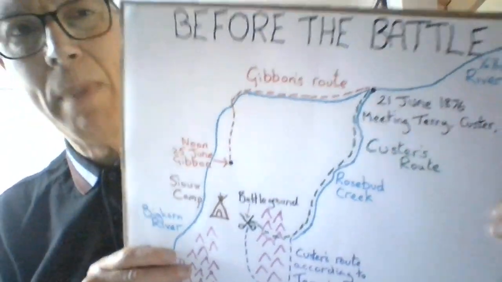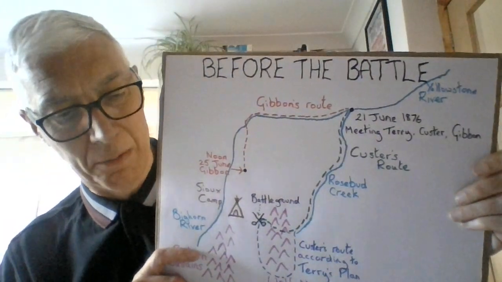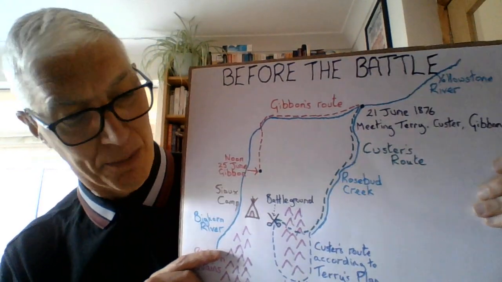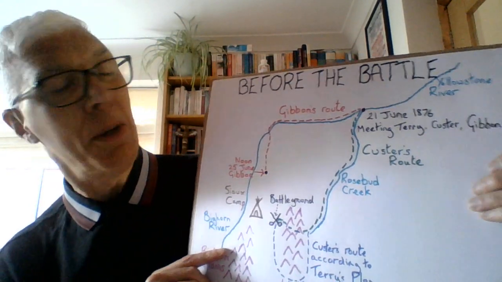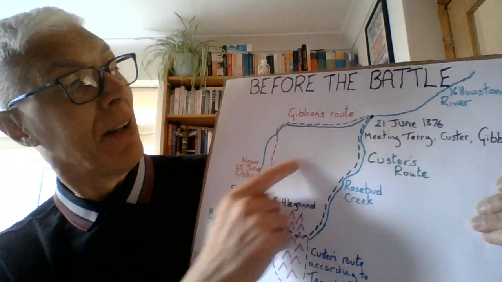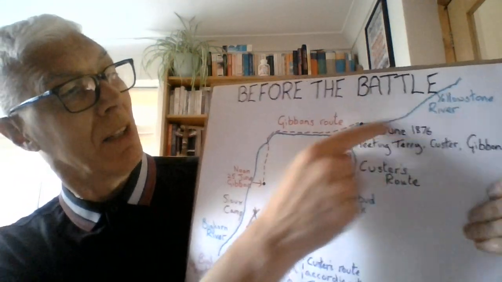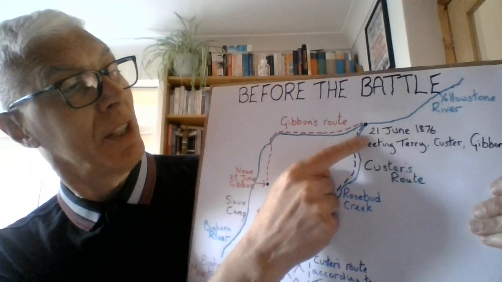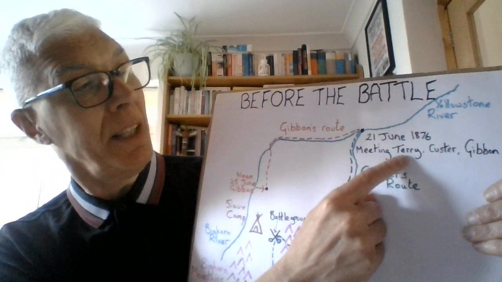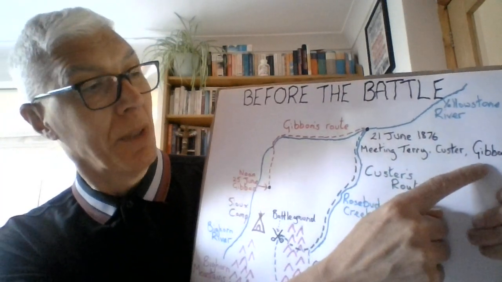So, the army have got the task. They've got the job. Here we have the map. This was before the battle. General Terry, he's the man in total charge. He discussed the plan. General Terry's got a plan of how to win. And here's the plan here on the Yellowstone River, 21st of June, 1876, involving Terry, Custer and Gibbon.